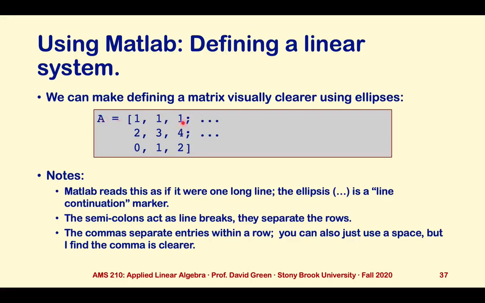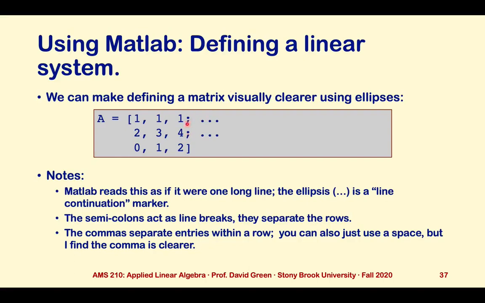When Matlab reads this, it reads A equals square bracket 1, 1, 1, semicolon. Continue the next line as if it was the same line. 2, 3, 4, semicolon. Continue the line as if it was the same. 0, 1, 2, and bracket. No more ellipses. Now Matlab knows that the line is ended. And so it does exactly the same thing as the previous line. Right? This allows us to organize our matrix in the same way we look at it on a piece of paper and make sure that everything is looking very clean.